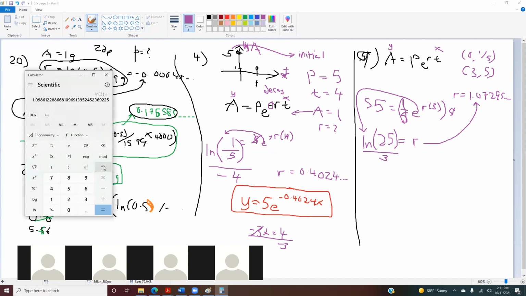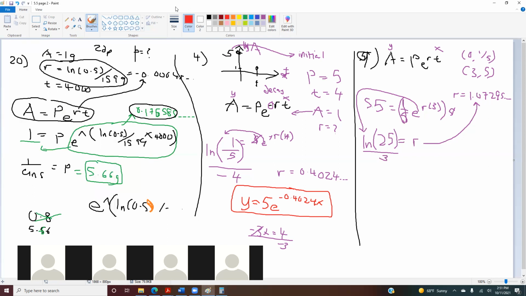Divided by, oh no, sorry. No. So ln 25 divided by 3. Yep, that is correct. So what is your answer in this case? To how many decimal places does he need? In 4 decimal places.